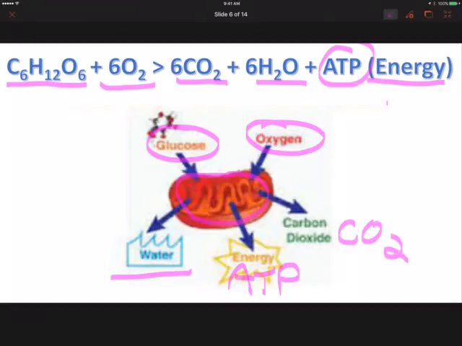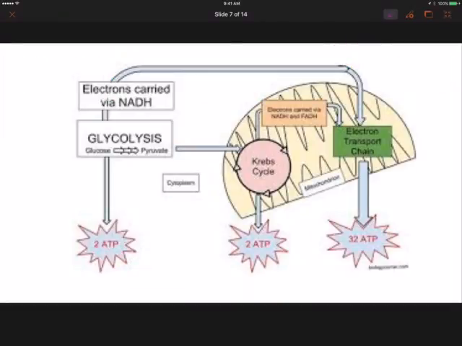So it's just the opposite of photosynthesis. I know this diagram looks complicated, and the process of cellular respiration is fairly complicated, but what I want you to understand are the 3 parts to cellular respiration. So in this picture here, I have a mitochondria.